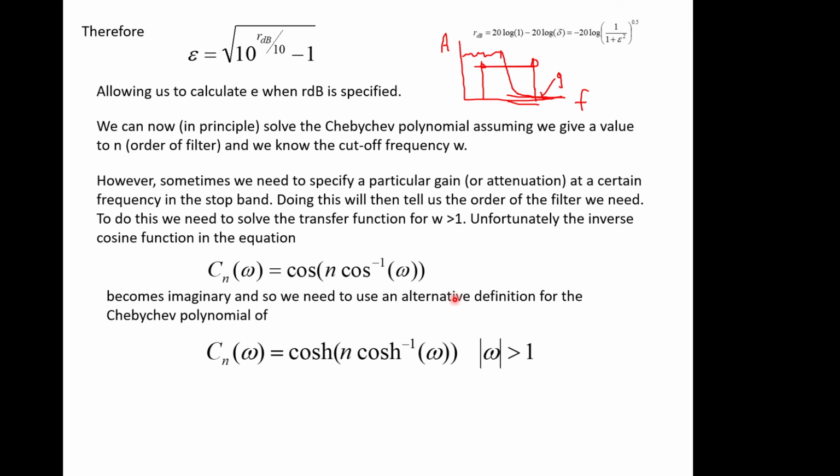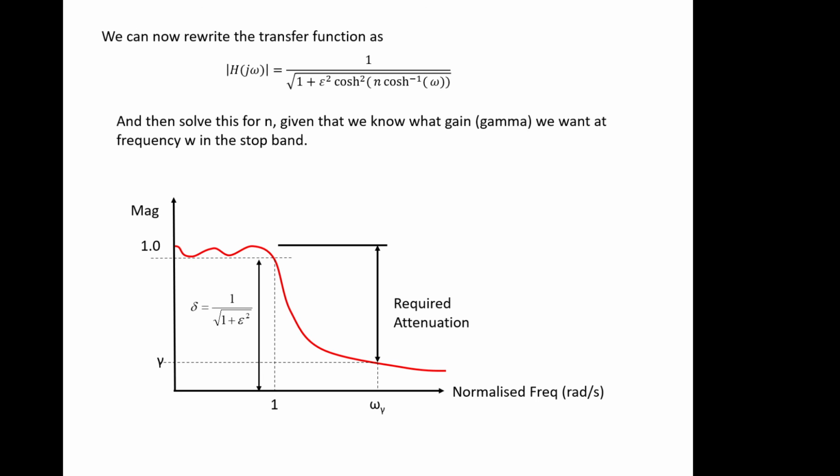But some other people have done some sums, and they've come up with an alternative definition for the Chebyshev polynomial for omega bigger than 1. So anything above the cutoff frequency, if we want to solve it up here somewhere. And it's this with hyperbolic cosine functions in it. So again, we don't need to worry particularly about where it's come from. We just need to know this exists, because this allows us to then solve our equations going forward.